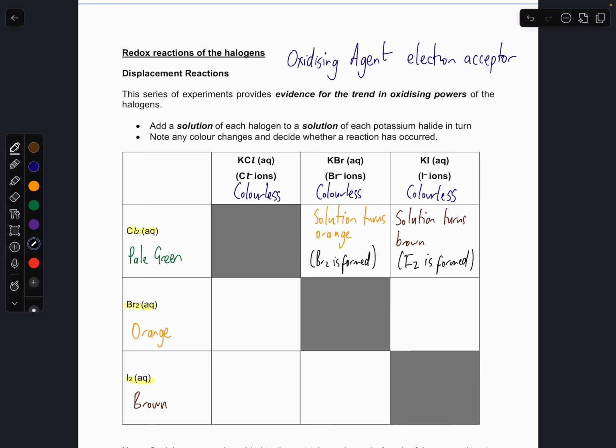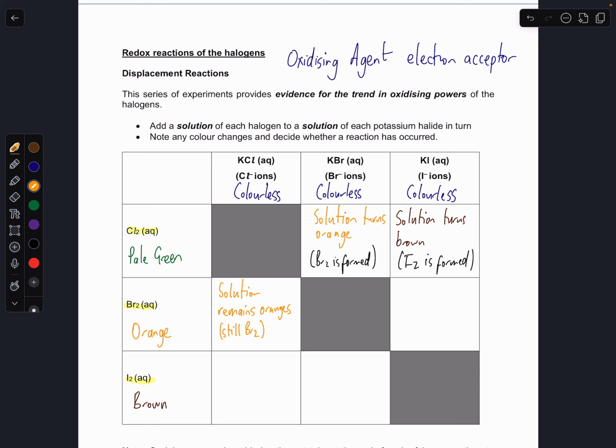Bromine versus chloride is coming next. So we start off with an orange solution, and the solution remains orange. And that's because the bromine isn't able to accept electrons from the chloride. So we've still got bromine here. We don't form any chlorine. And then we're not doing bromine versus bromide.